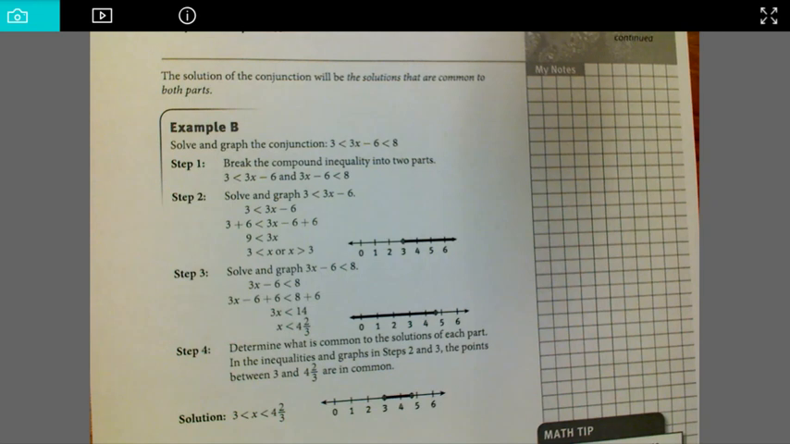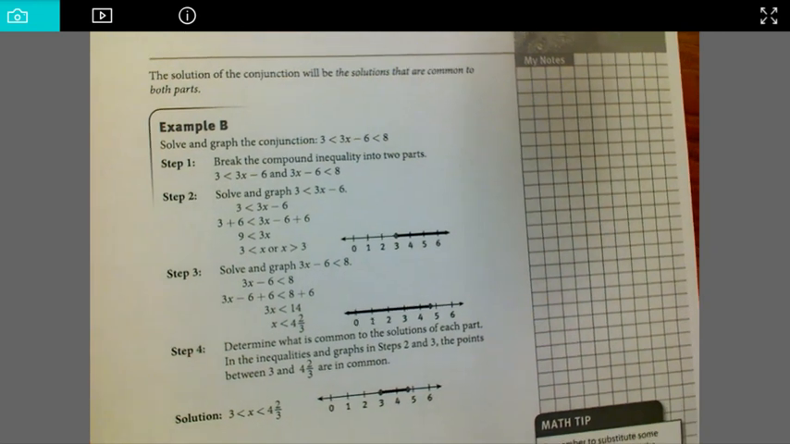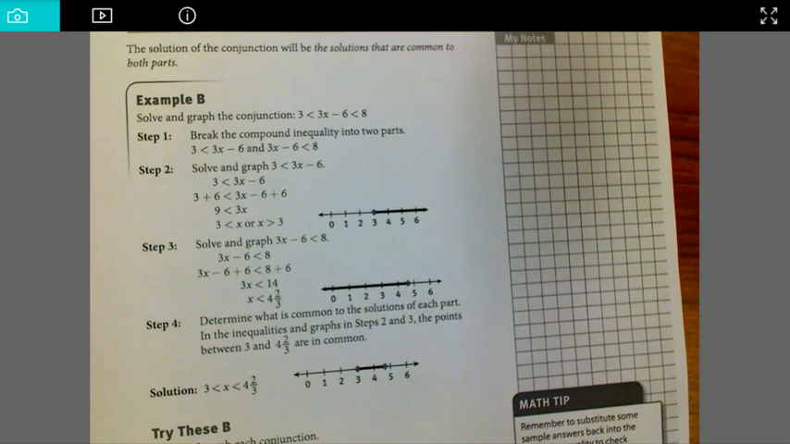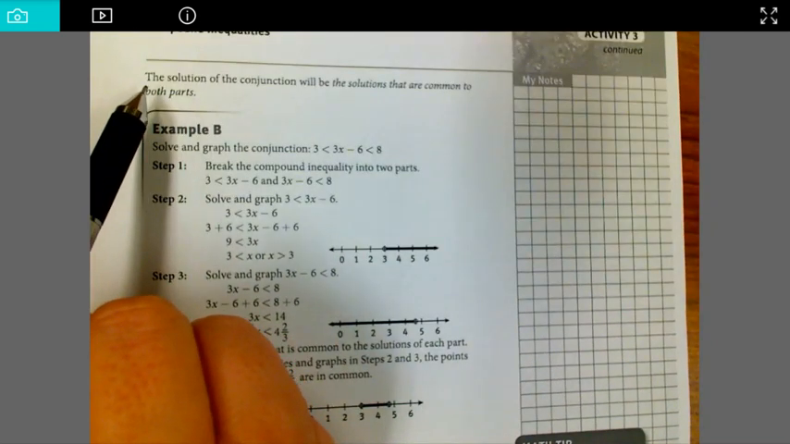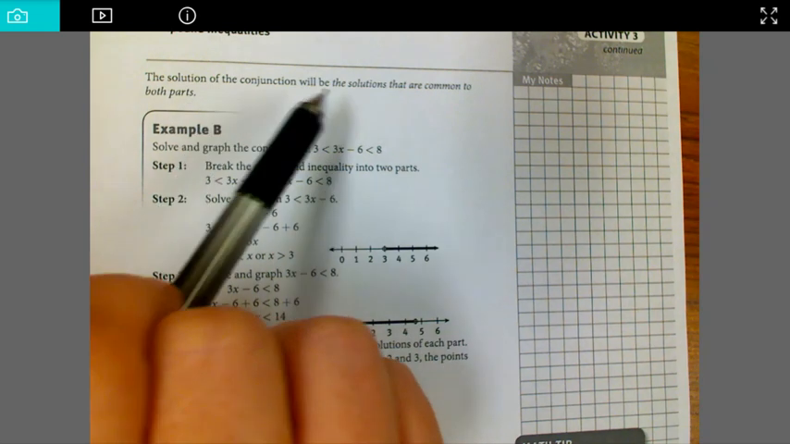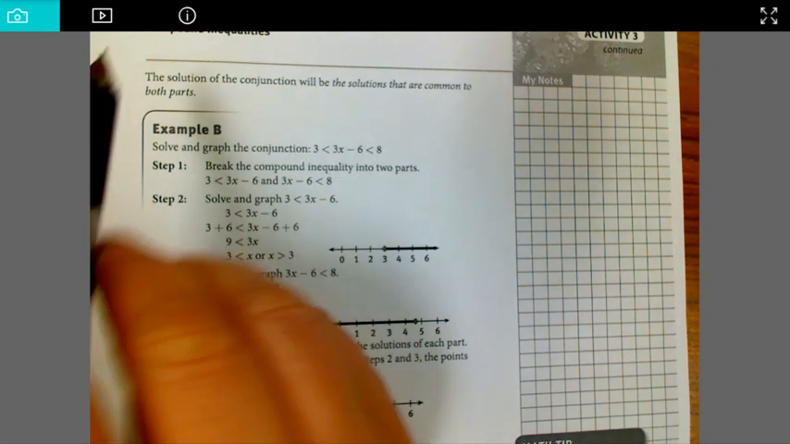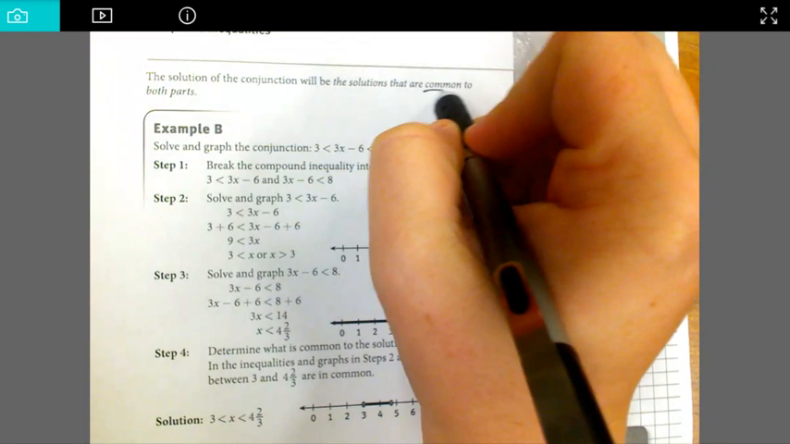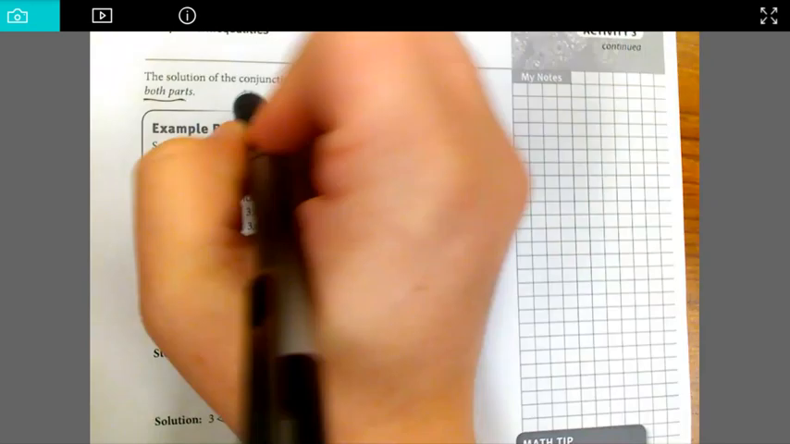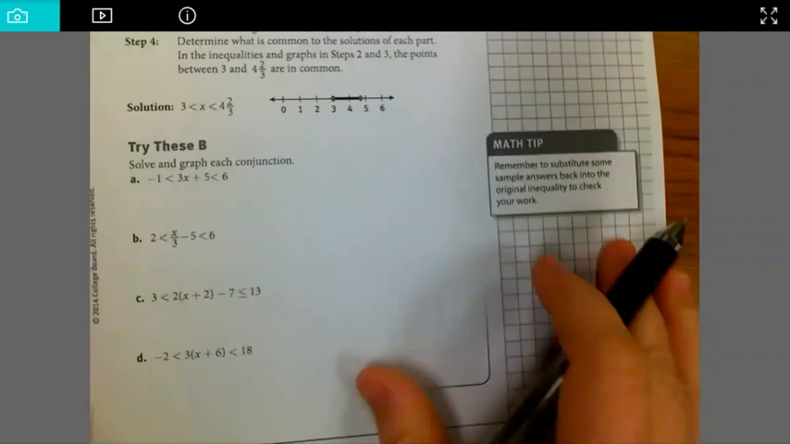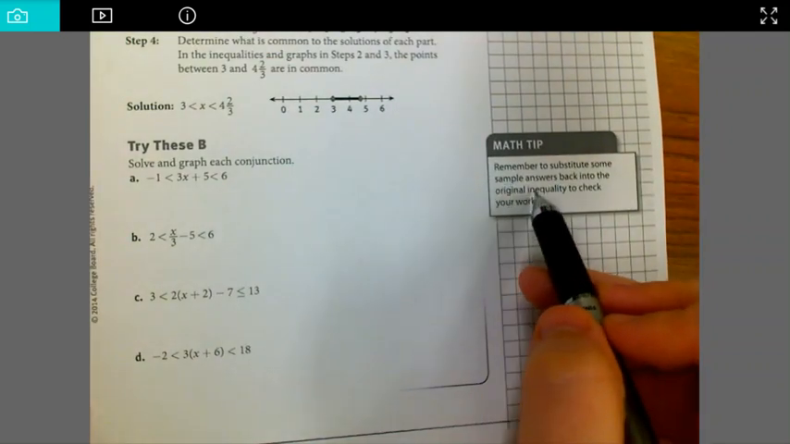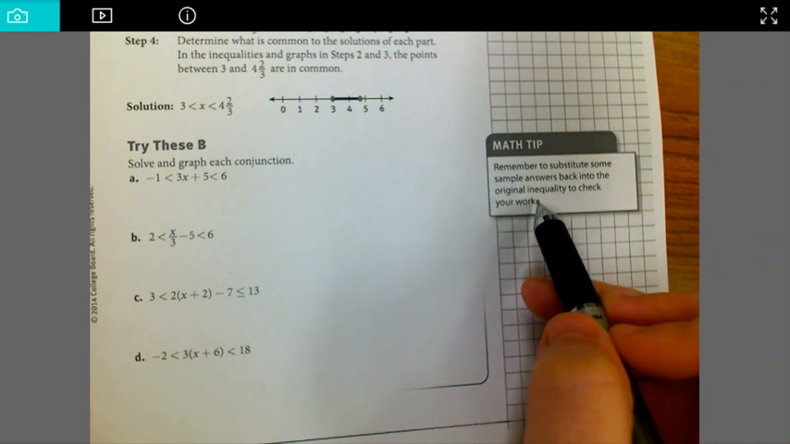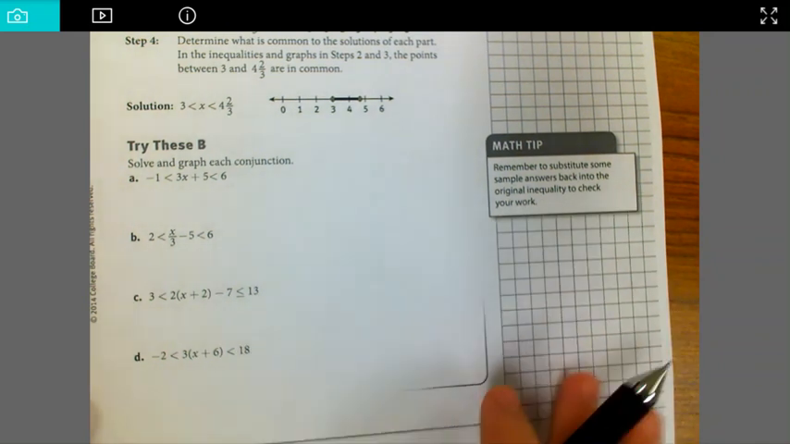Right, on the previous slide, you should have seen two things. We have now entered section 4, and the previous slide said something about the solution of a conjunction will be the solutions that are in common to both parts. Common to both parts, and this is for conjunctions only, okay? And you should have also said, math tip, remember to substitute some sample answers back into the original inequality to check your work.